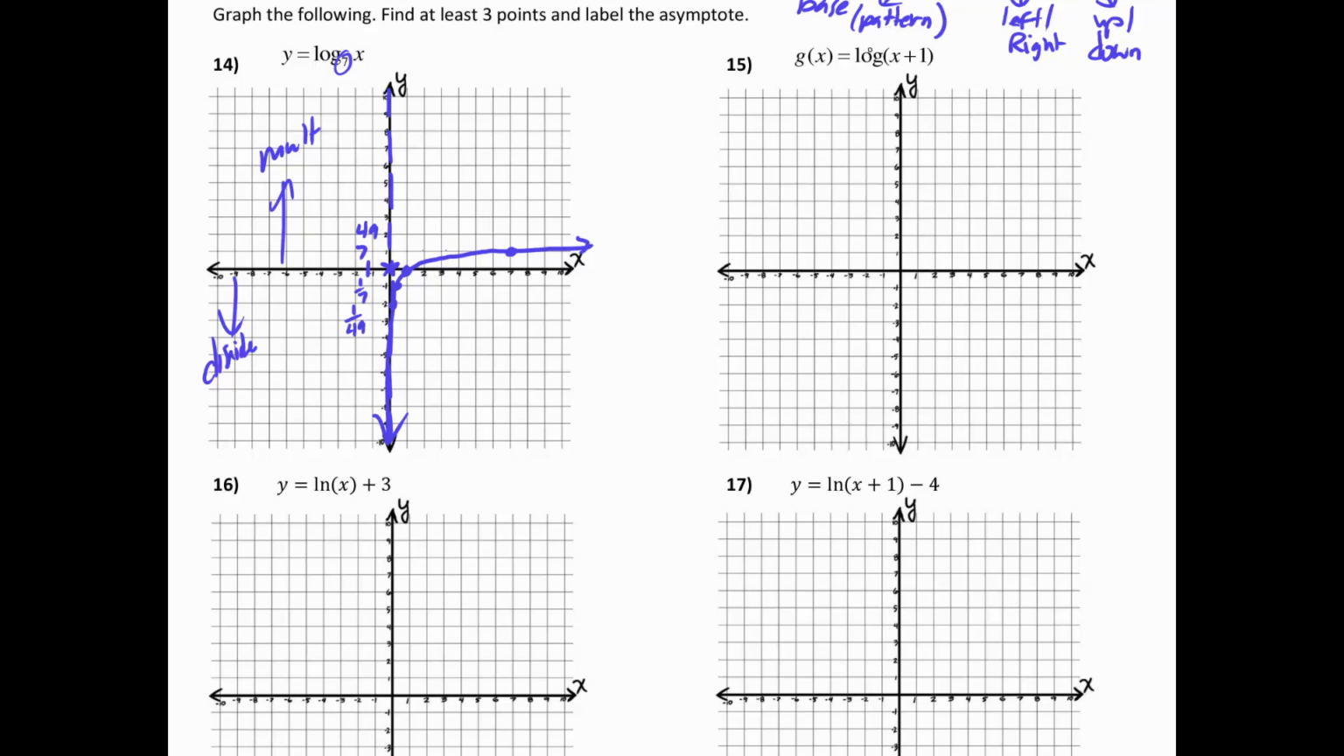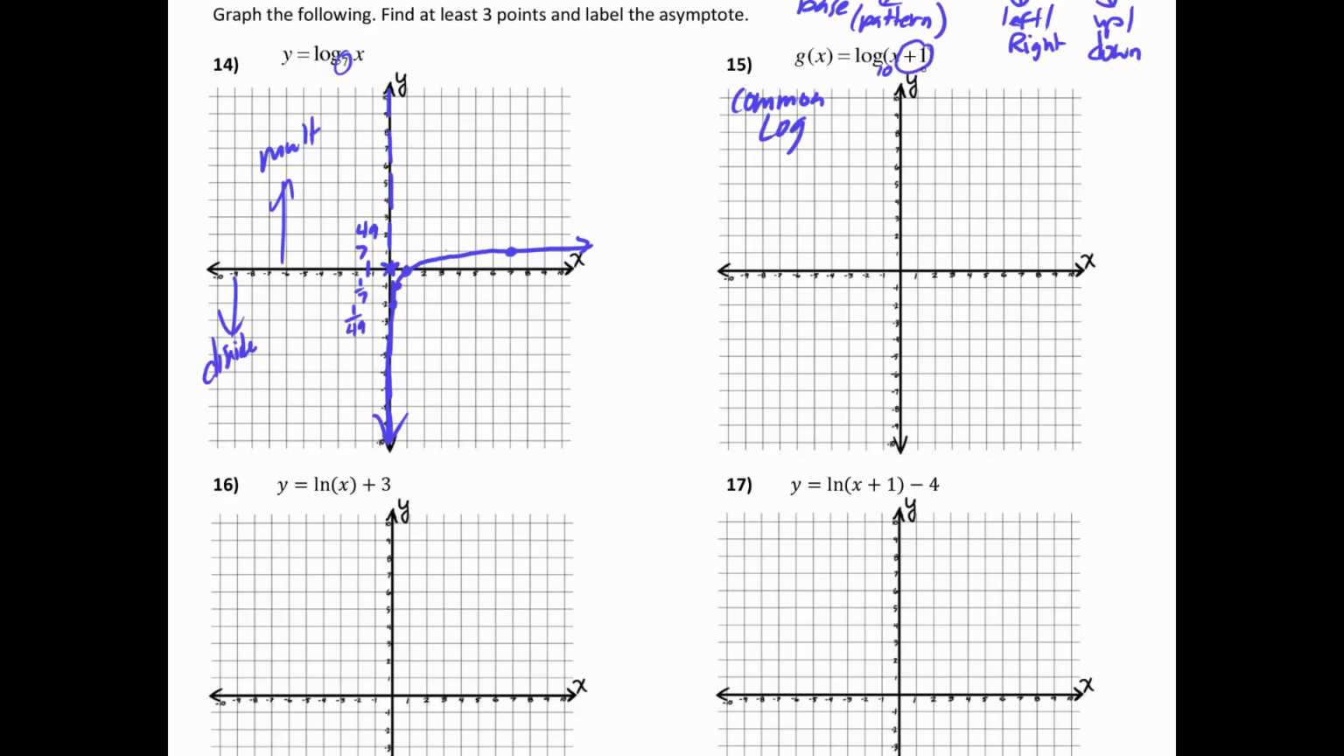So if I look at 15, g of x, it doesn't appear like there's any base down there at all. It does not mean 0. In fact, this is a common log. It means there's a base of 10. So this is a special one. It's a common logarithm. So I'm multiplying by 10 every single time. Multiplying by 10 is pretty easy.